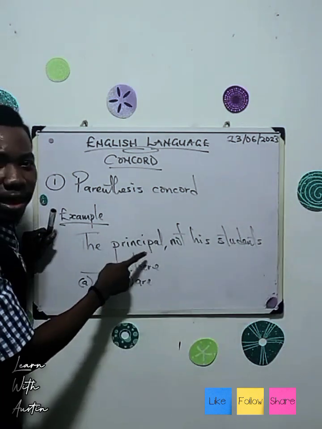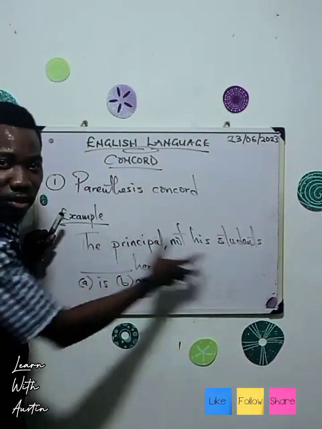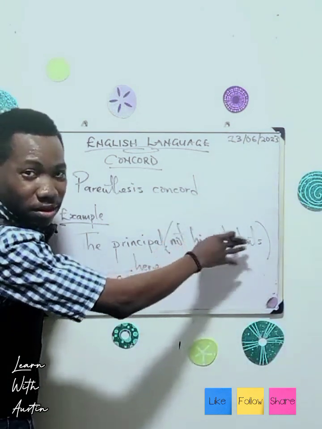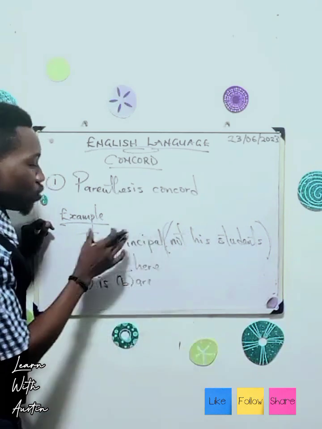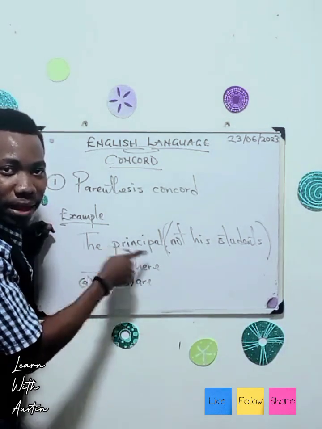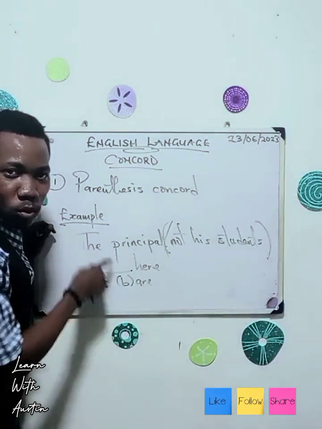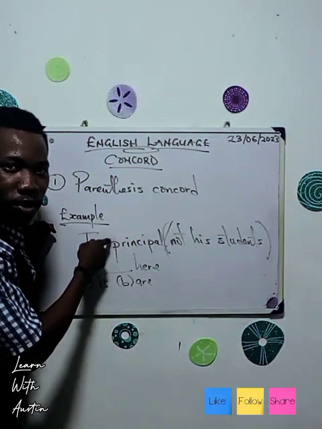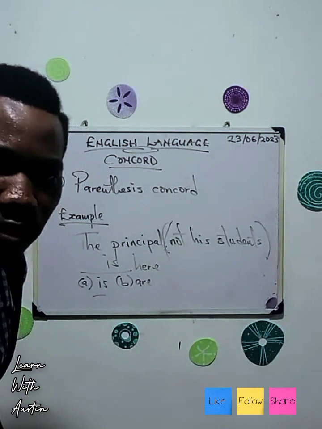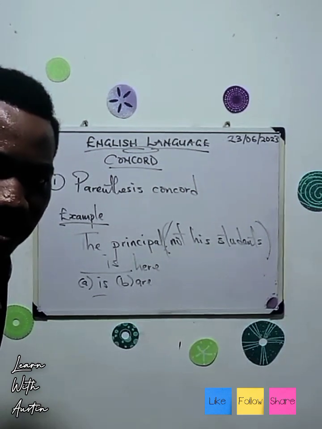The parenthesis concord says, anytime you have something like this, this is the main subject. This is just an addition. It's just like you have it in brackets. It's not the focus. The principal, in brackets, not the student. So this is like in parenthesis. The focus here, our main subject, is the principal. So the verb will depend on what we have here. What we have here is a singular subject, the principal, so our answer will be a singular verb. So the principal, not the student, is here. And that's the answer, is, because we are talking about the principal. Good, yeah, that's the answer. The principal, not the student, is here.